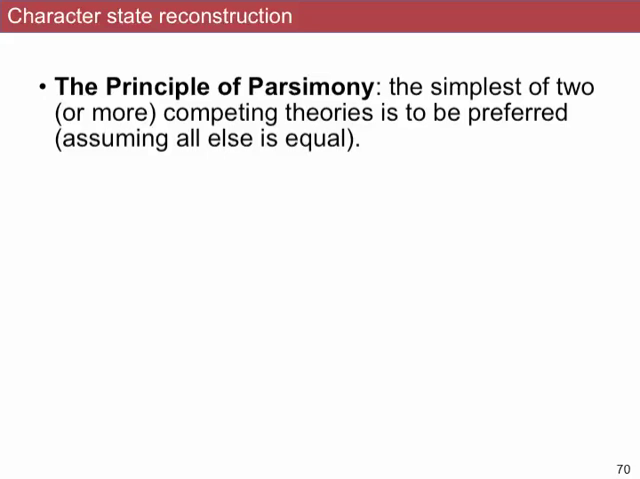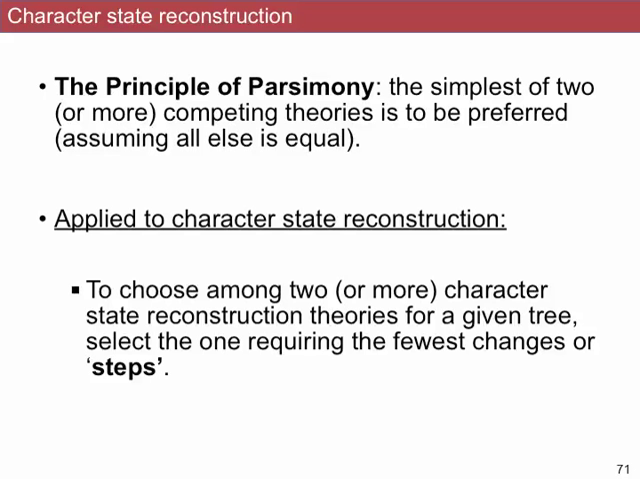Pick the simplest one. What is the simplest one? The one that requires the least amount of changes. Right, so the one that requires the fewest number of changes is, for this purpose here, considered to be the simplest model for character state reconstruction. And that's operating on what's called, thank you for that question, by the way, the principle of parsimony.